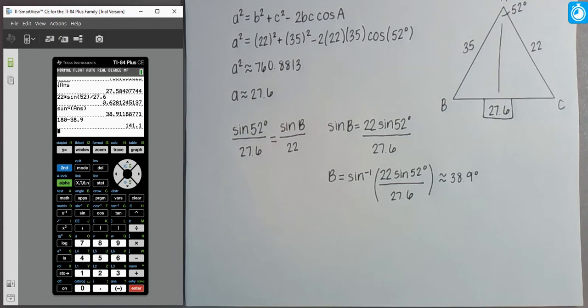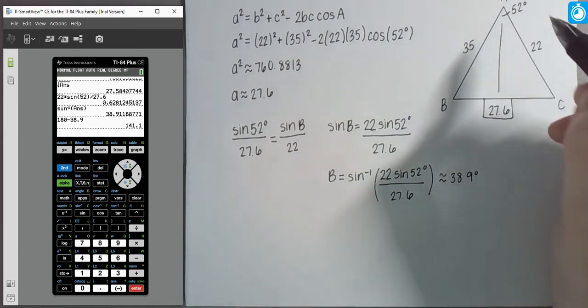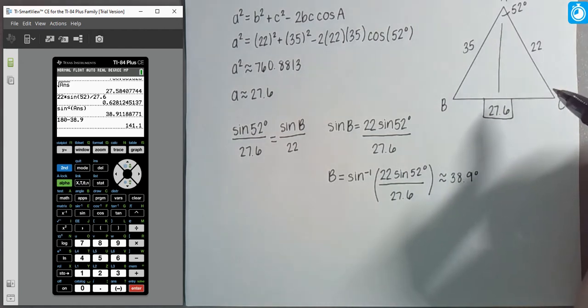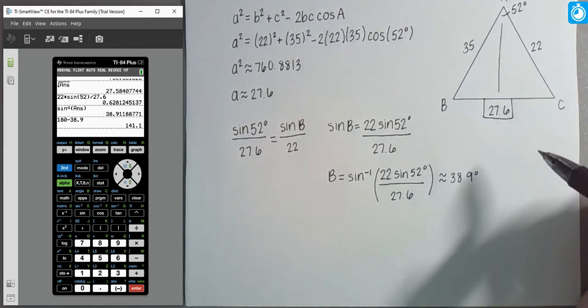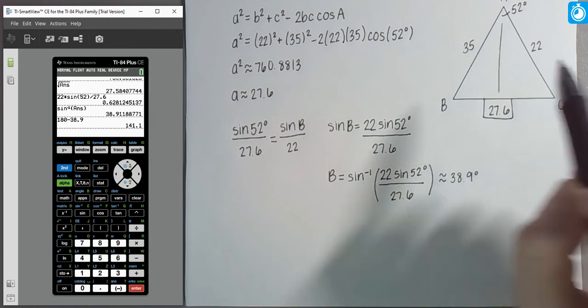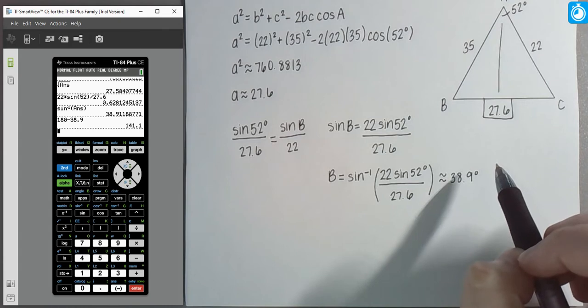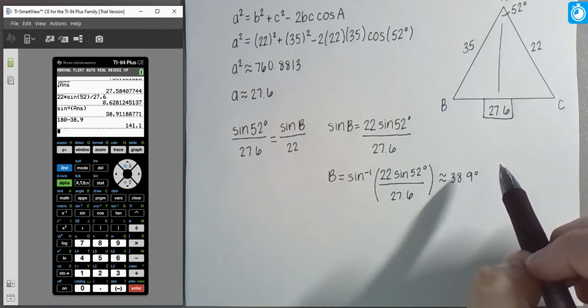Well, this angle can't work for two reasons. Number one, if you combined it with the angle that's already in the problem, it's not going to fit. It's going to add up to something that's greater than 180 degrees. But in addition to that, it's also going to violate the rule for side lengths and how they relate to the angles which they're opposite.